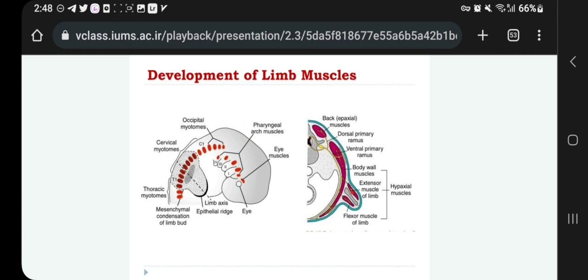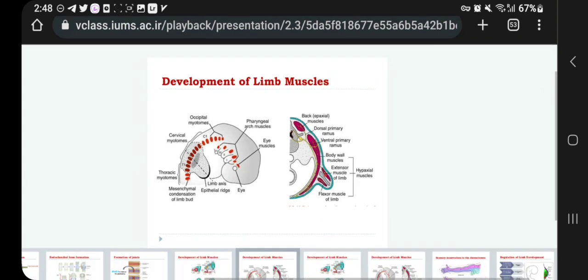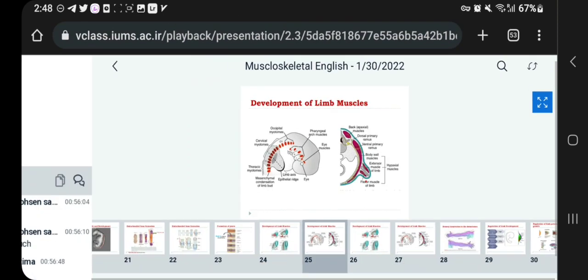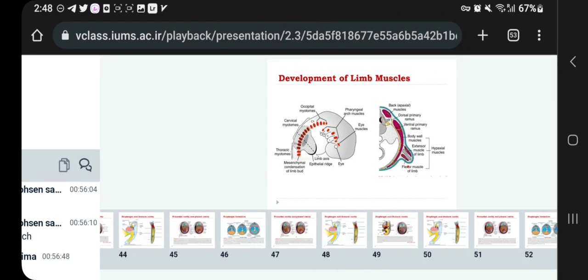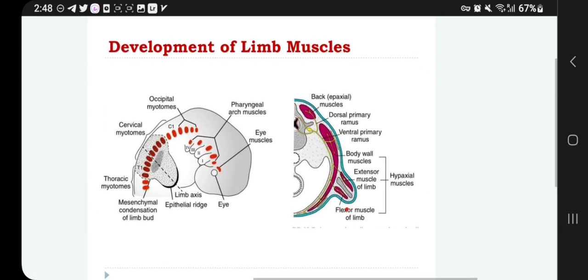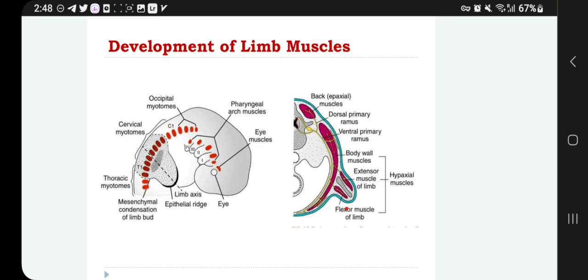But in the new book, I think from 2009, the organization of the muscle was different. The new book says that we have 2 types of muscles. It depends on the origin of the embryonic part.